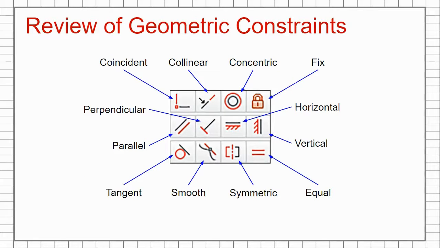So we should be somewhat familiar with these little icons in Inventor. These are the 12 geometric constraints that you can apply in a two-dimensional sketch. Coincident, collinear, concentric. You can fix the geometry. You can make it parallel, perpendicular, horizontal, vertical, tangent, smooth, symmetric, or equal.